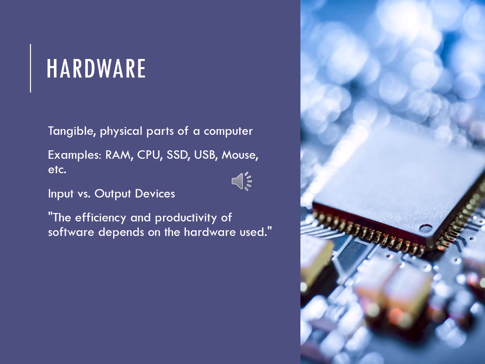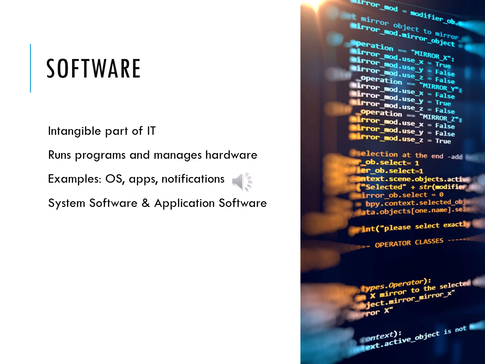An output device will be a Bluetooth speaker, for example. If I connected my Bluetooth speaker to my laptop, it would output the data received from my laptop and play whatever music or whatever video that I decided to play. The efficiency and productivity of software depends on the hardware used, meaning if your hardware is out of date or not up to par, then your software won't efficiently run or run as fast as it should.